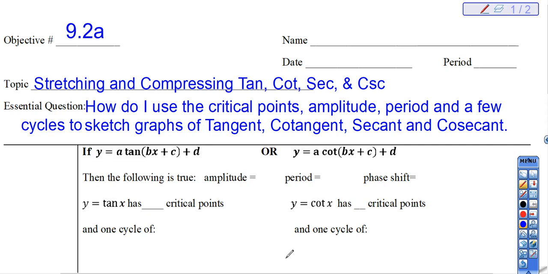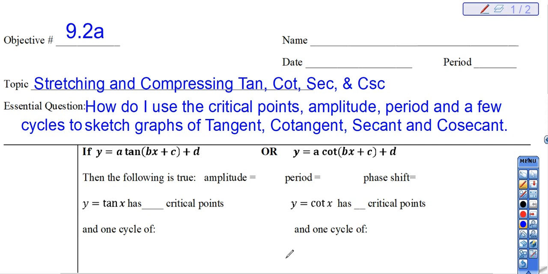So this is a two-part video, so it won't be really long. And today also we are just going to focus on stretching and compressing without any shifts. So the essential question is this: how do I use critical points, the amplitude, the period, and a few cycles to sketch graphs of tangent, cotangent, and for tomorrow, secant and cosecant?